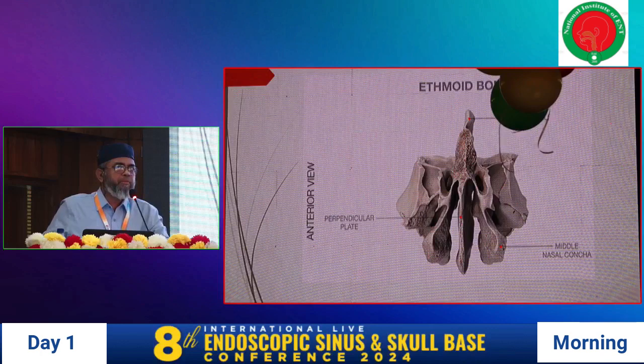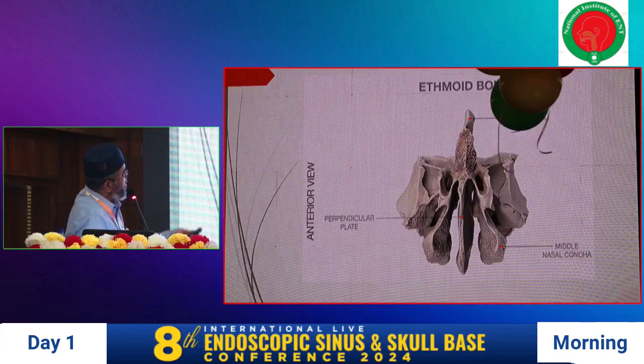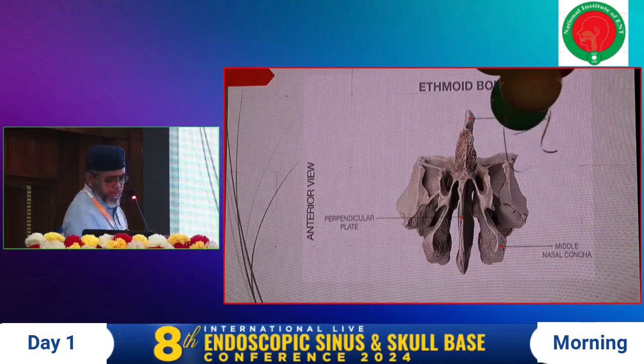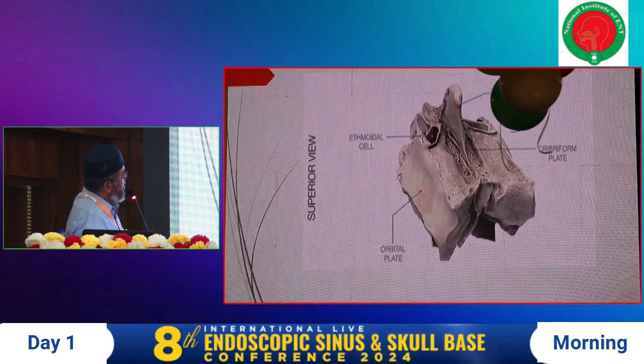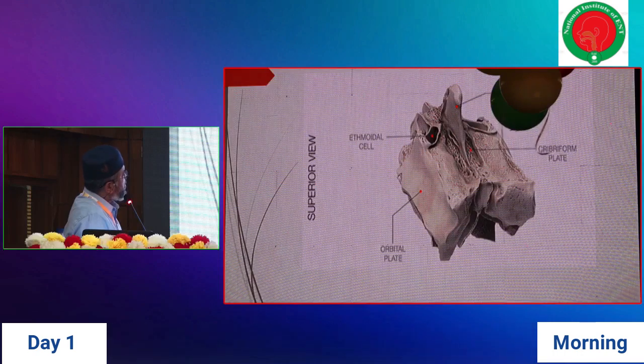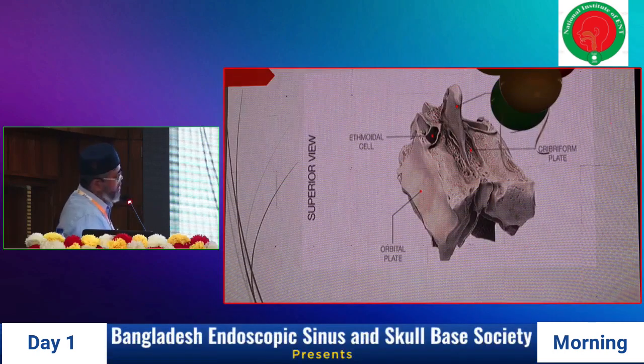This is a picture of an ethmoid bone. Here, this is the medial, midline projection, crista galli, and the downward projection is the perpendicular plate of ethmoid bone. The medial nasal concha. This is the anterior view, and this is the superior view. There are numerous air cells. Here the olfactory fossa is clearly visible, and this is the lateral lamella, and this is the horizontal lamella of the olfactory fossa, and this is the orbital plate, and this is the ethmoid.